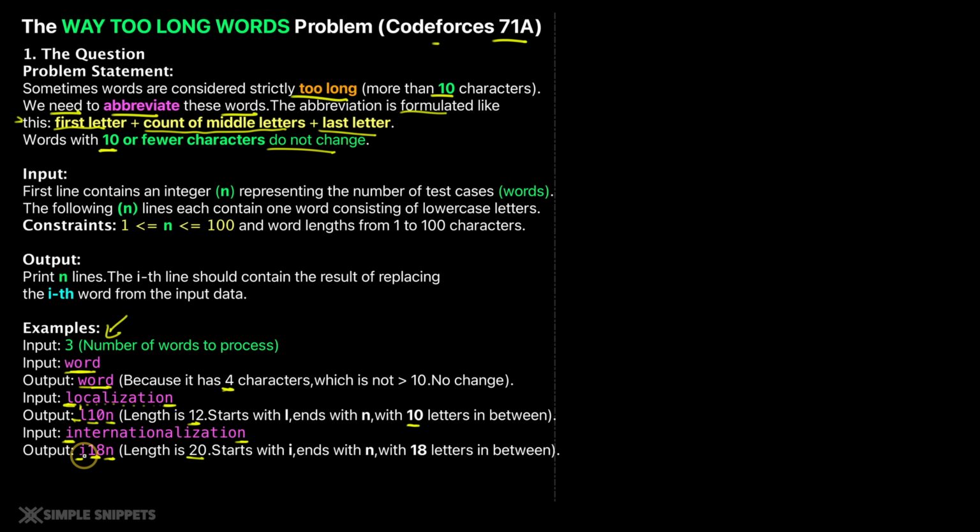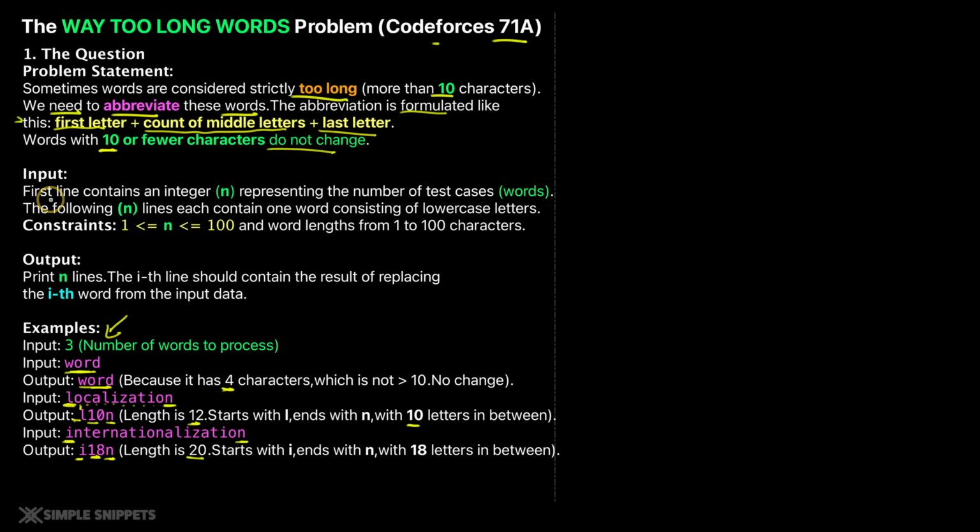So you input a word. You check if the word has more than 10 characters. If it does, then you shorten it using this abbreviation formula. If it has 10 or fewer characters, then you print the word as it is. That is the simple understanding of this way too long words problem. We don't have to complicate it too much.